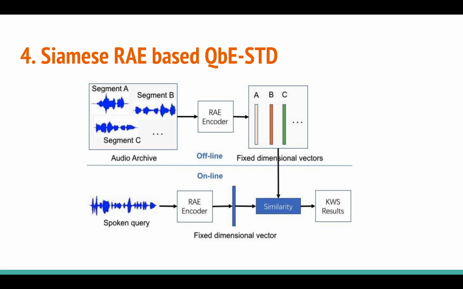Now we understood what Siamese RAE based QbE-STD is. Now we will see how to use this Siamese RAE for variable example spoken term detection.